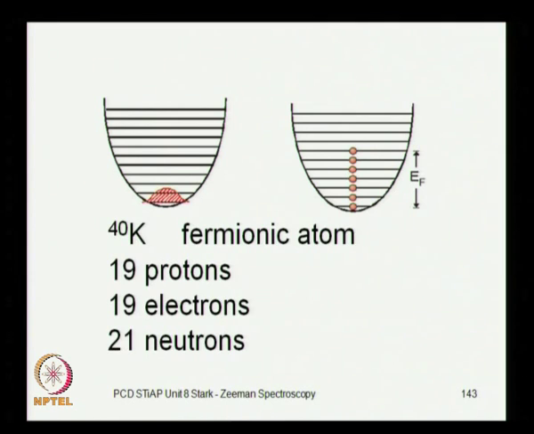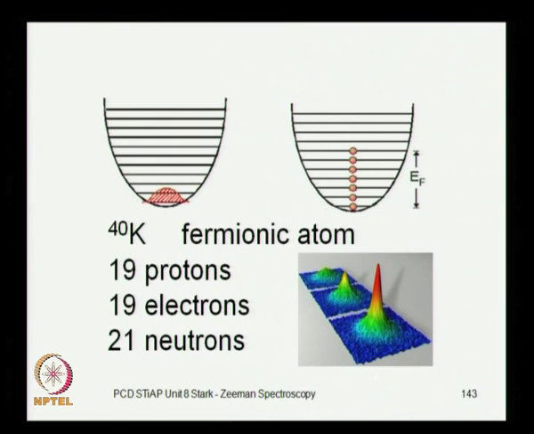Now, if you look at this isotope of potassium, this is a fermion. It has 21 neutrons. The number of protons and electrons is equal, both equal to 19. So, it is a Fermi atom, and this is what has been achieved with this atom. This is certainly not a Bose atom.